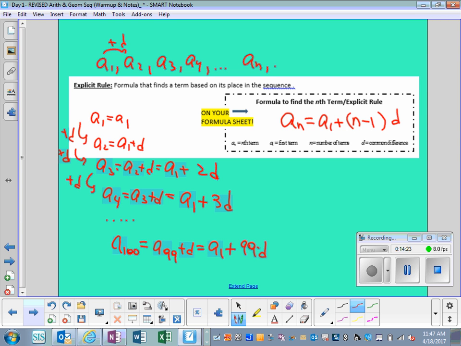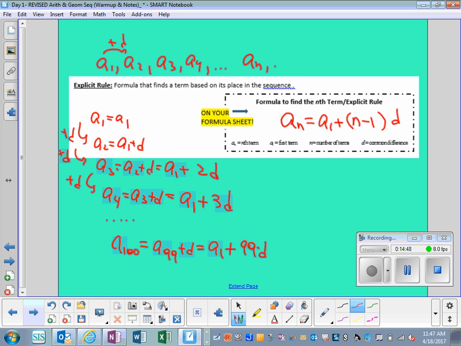This is the explicit formula. As long as I give you A1 and D, all you need to know is N, right? With the recursive formula, to get to A100, you would need to calculate the 99 terms that come before the 100th term. But with the explicit formula, you can do it in one single step. As long as you know N and some parameters, you're good to go.